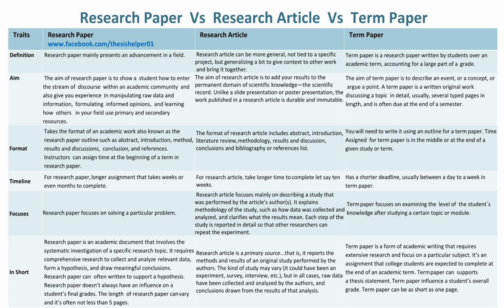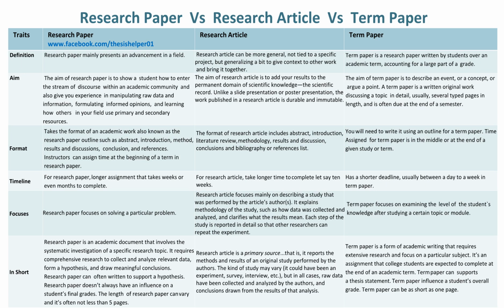Research paper takes the format of an academic work, also known as the research paper outline, such as abstract, introduction, method, results and discussions, conclusion, and references. Instructors can assign time at the beginning of a term in research paper, whereas the format of research article includes abstract, introduction, literature review, methodology, results and discussion, conclusions and bibliography or references list. Whereas you will need to write it using an outline for a term paper.